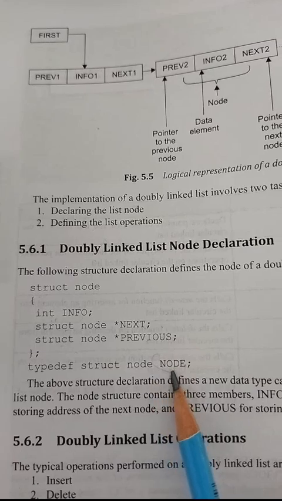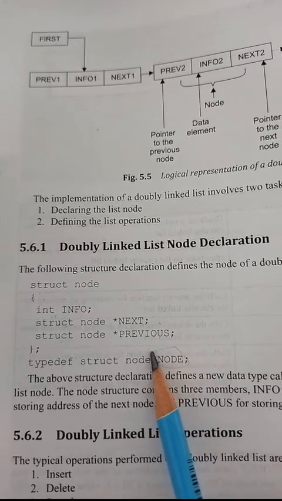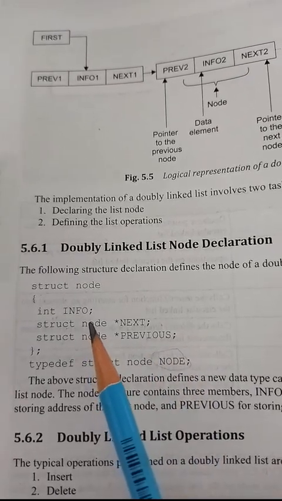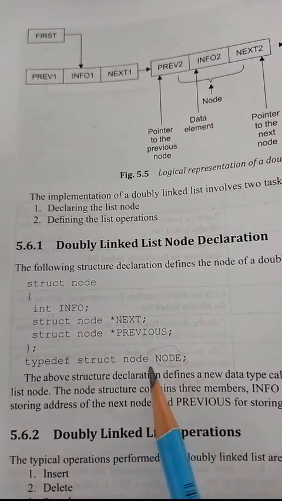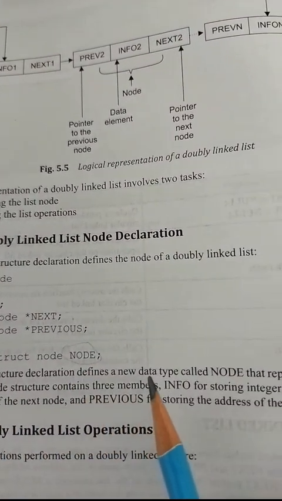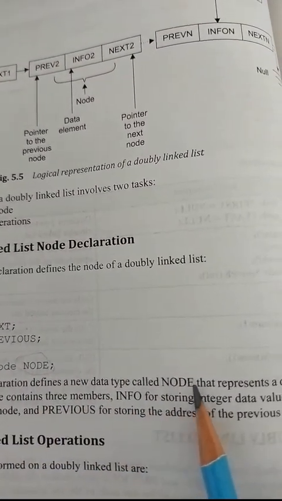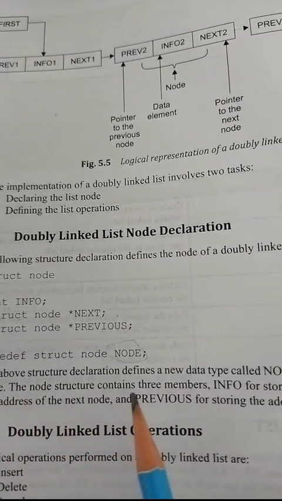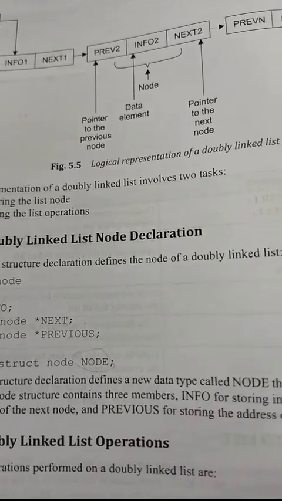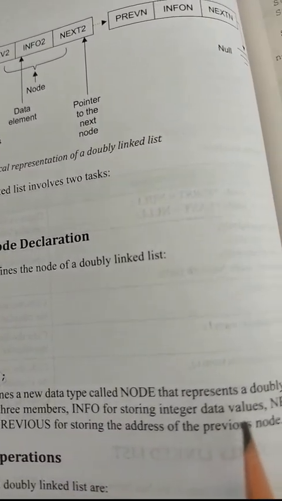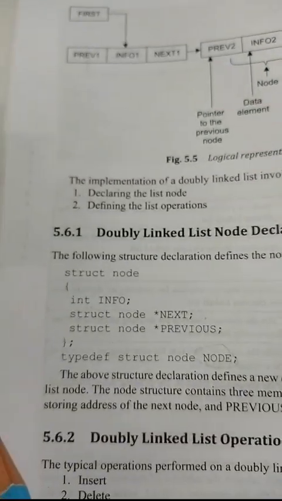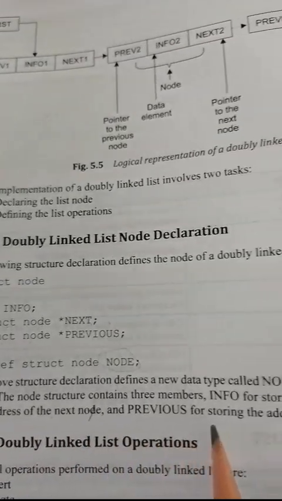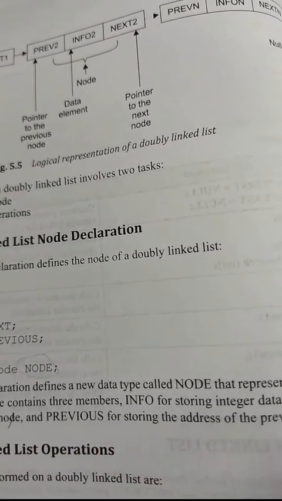So node is a user defined data type, also a data type like int, character, double. The above structure declaration defines a new data type called node that represents the doubly linked list. The node structure contains three members. One is info for storing integer data values, next for storing the address of the next node, and previous for storing the address of the previous node.